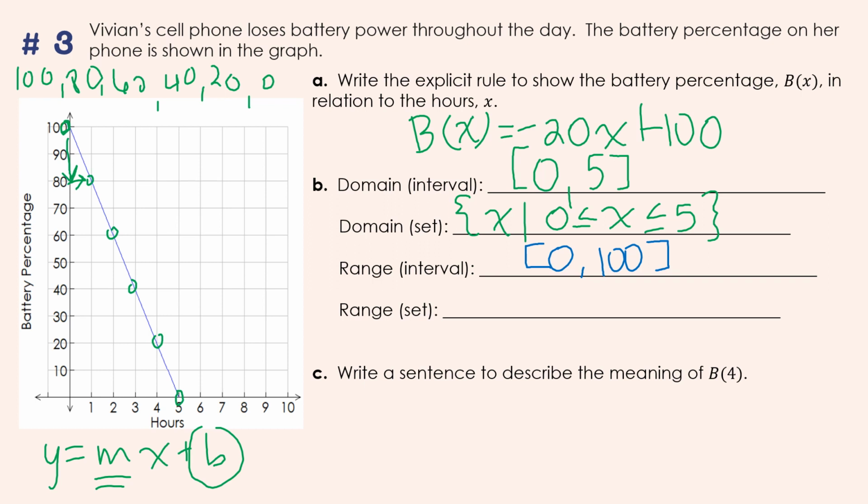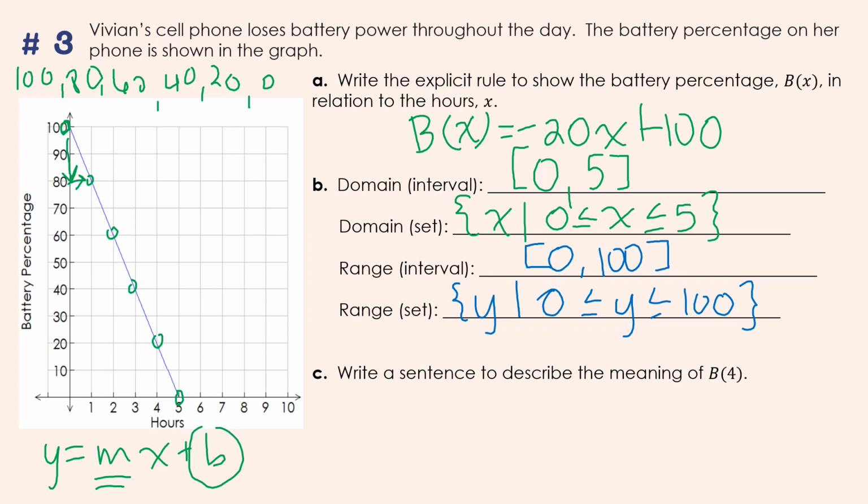In set notation, since it's range, we'll change the x's to the y's. And again, because it's a range of values, it has a beginning and an end, we're going to use an inequality. 0 is less than or equal to y, which is less than or equal to 100. When you're writing it as an inequality and it's in between two values, make sure you put the smallest number on the left and then the biggest number on the right. Again, ascending order. And then write a sentence to describe the meaning of B of 4.